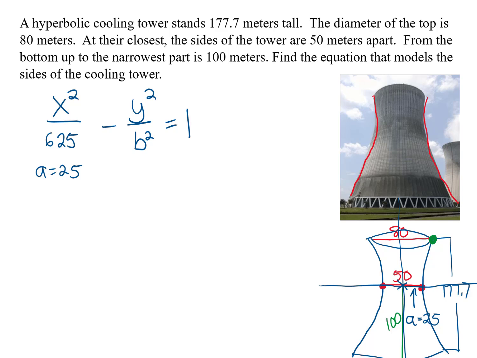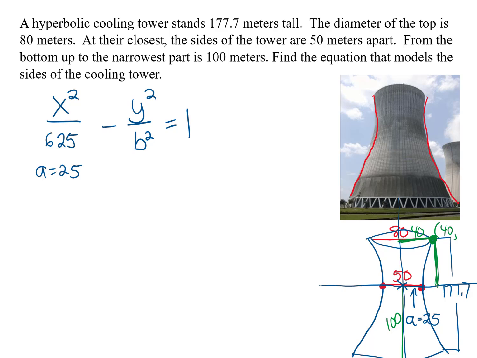So here's our origin down here at the center. All the way across the top, the diameter is 80, so from the y-axis over would be half of that, or 40. So our x value of our point is 40. Now let's figure out our y value of our point. Our y value of our point would be this distance right here from the x-axis up to the point.